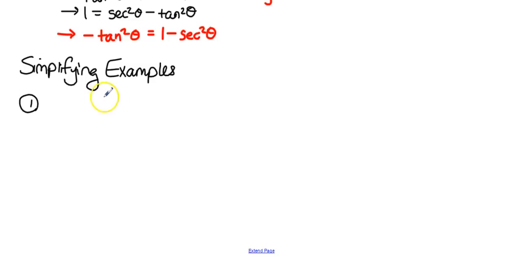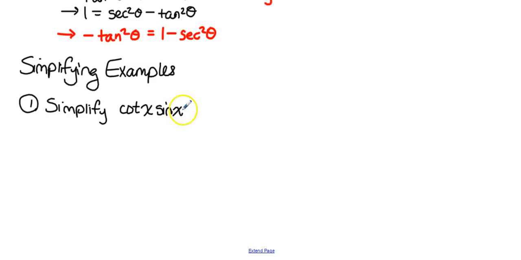Number 1, simplify cotangent of x times sine of x. So to simplify it, we're looking to rewrite in a way that something can cancel.